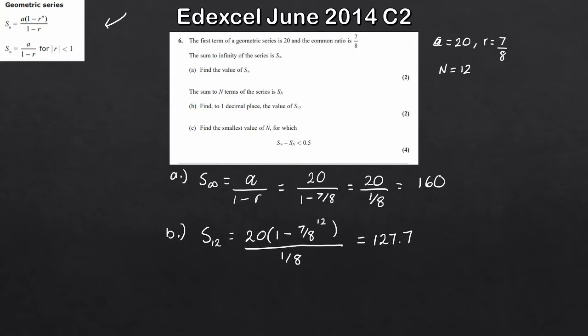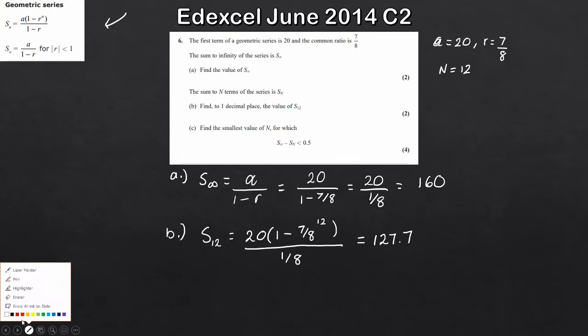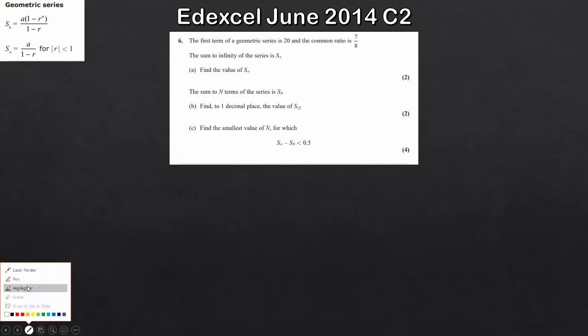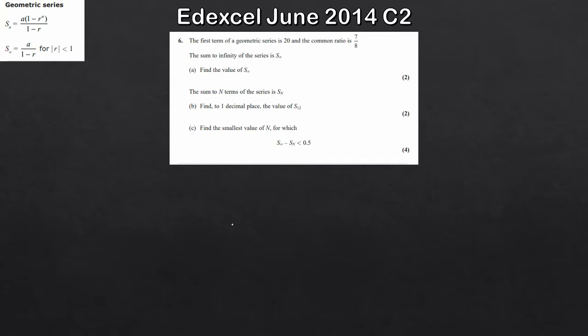Okay, so part A, part B, pretty standard questions, nothing too tricky. Part C, definitely more of a problem solving question. So we're going to need a bit more room for this one, so I'll clear everything first. Definitely not an easy question, so let's have a look at tackling it. We're asked to find the smallest value of n for which the sum to infinity minus the sum to n terms is less than a half. Well, we know what the sum to infinity is for this series. It's 160. So what we're doing is 160 minus the sum to n terms is less than a half.